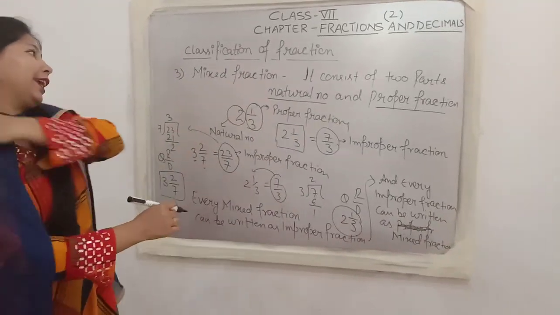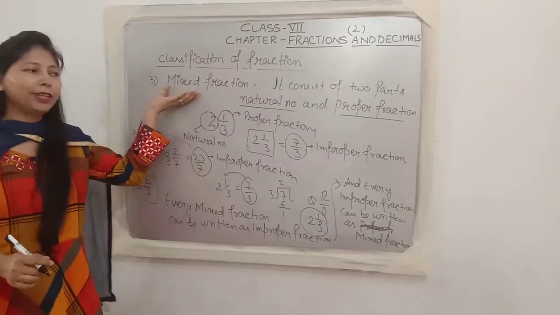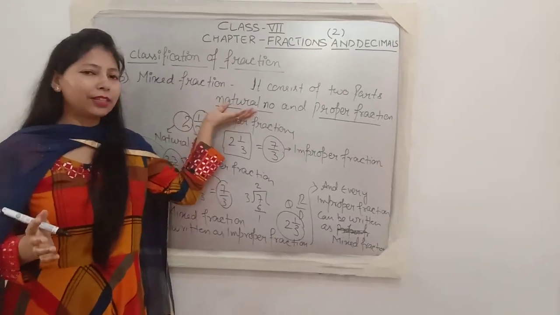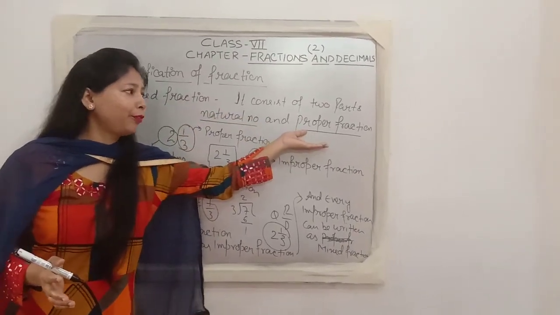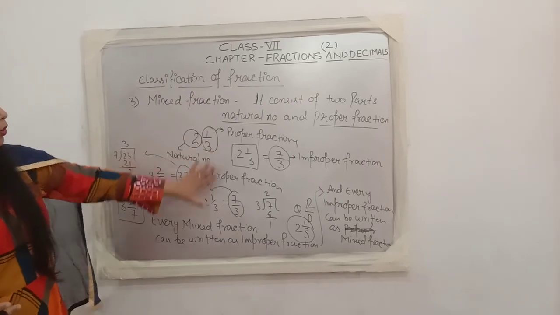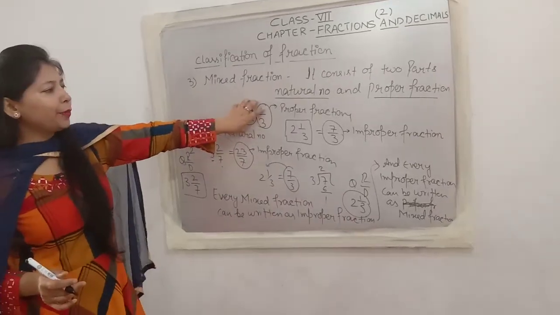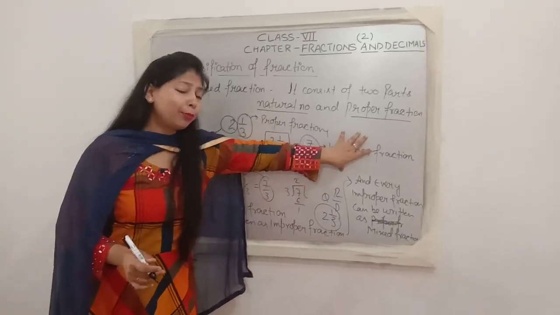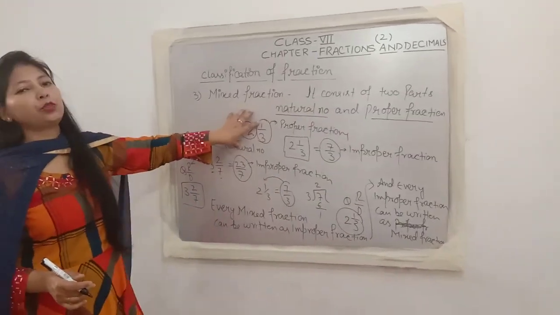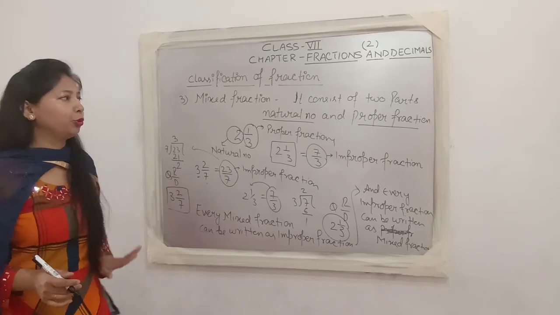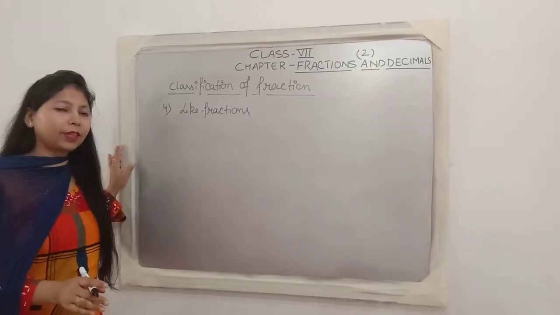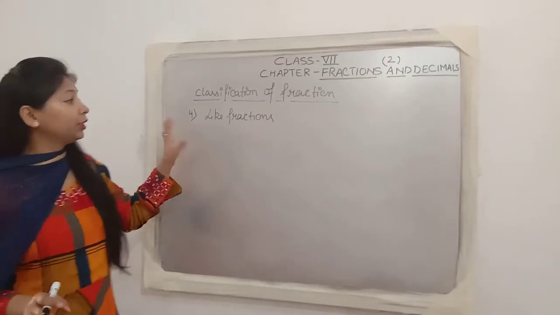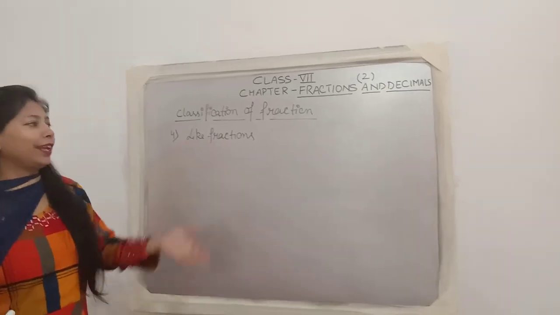So students, once again I revise this. What is a mixed fraction? A mixed fraction contains two parts. One is the natural number, another is a proper fraction. If you convert this mixed fraction, it will convert into an improper fraction, and every improper fraction can be written as a mixed fraction. Hope this concept is clear to you. Now we are moving towards the fourth classification, that is like fractions.